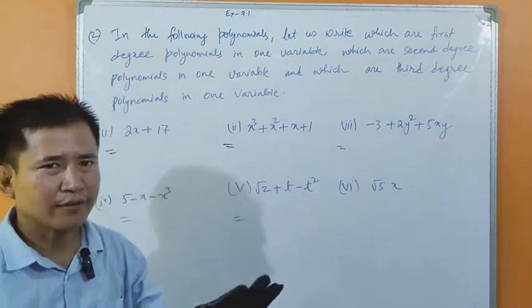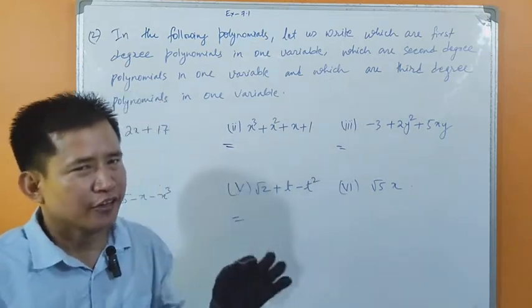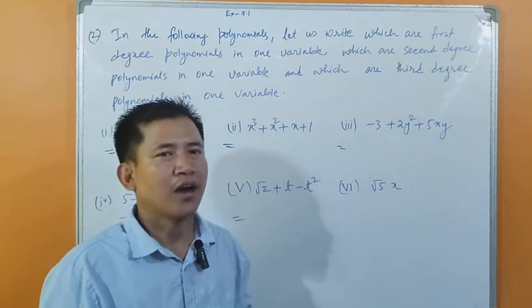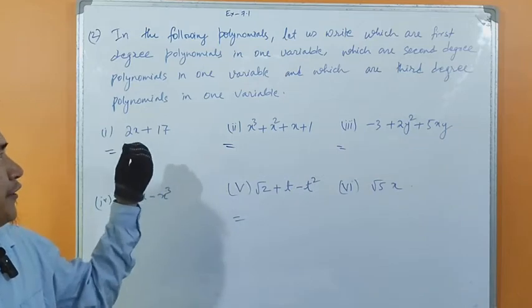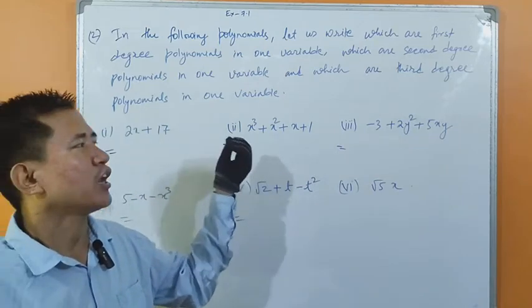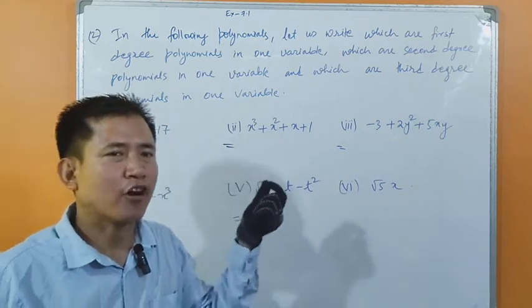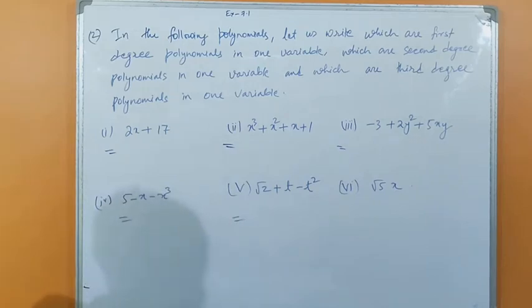Variable should be one. Variable means x, y, z, t, all these things. The values which are unknown, the number whose value is unknown, are called variables. So we are asked to write the expressions which have only one variable. Now let's quickly begin solving question number 1.